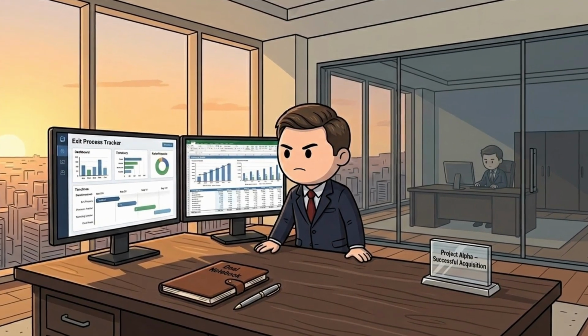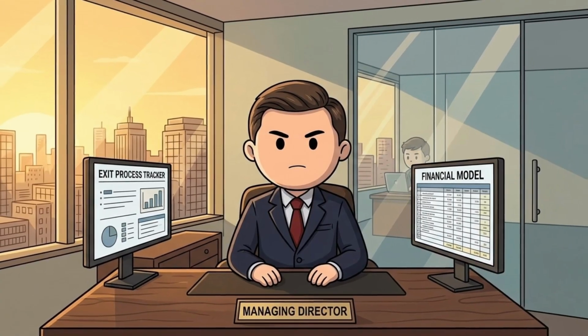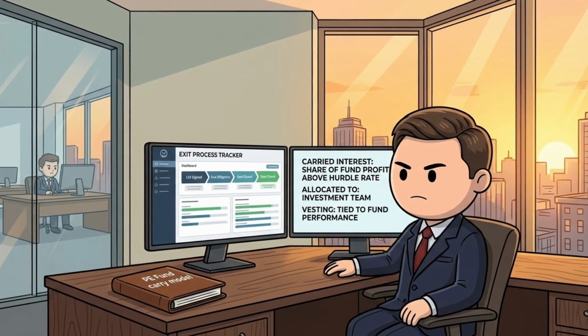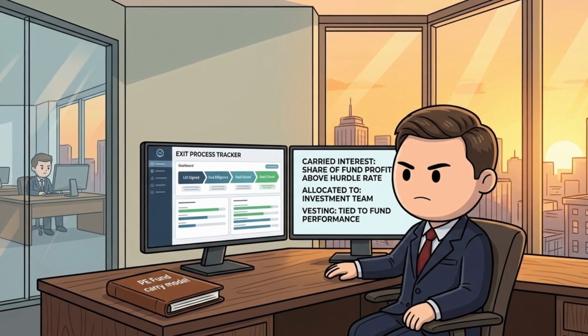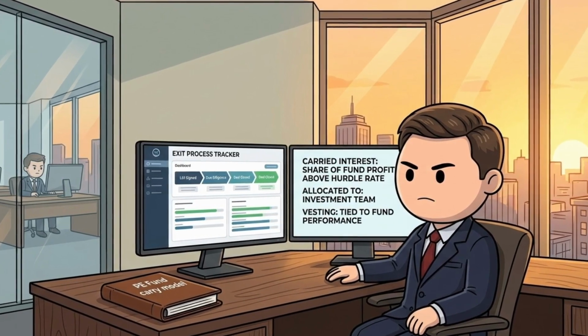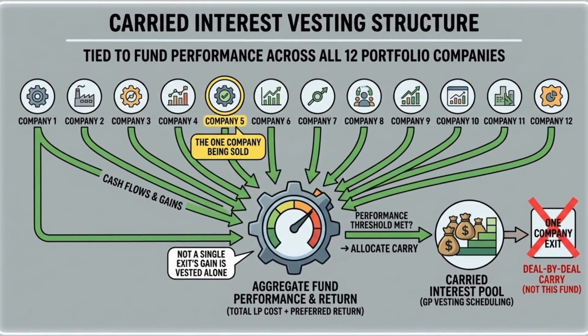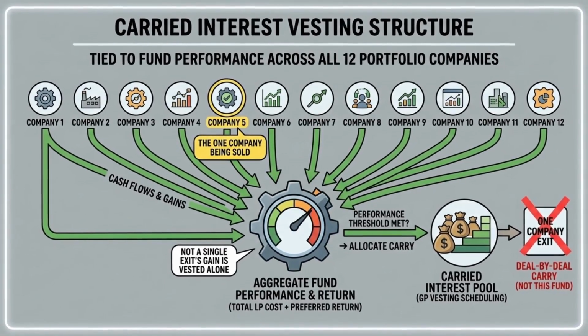You are 31 years old. Your title is Managing Director. Your carried interest, the share of the fund's profits above the hurdle rate that is allocated to the investment team, has begun to vest. The vesting is tied to the fund's performance across all portfolio companies, not just this one. This one is being sold.